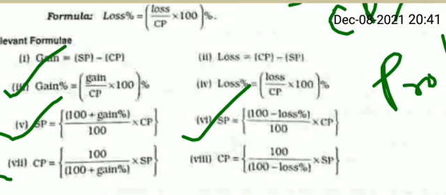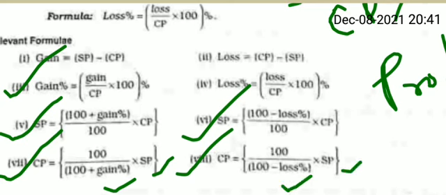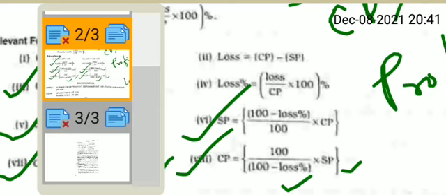And in another case, when students, selling price and gain percent are given and you are asked to find out the cost price, at that time cost price will be 100 by (100 plus gain percent) into SP. And formula 8, when selling price and loss percent are given and you are asked to find out cost price, at that time cost price is equal to 100 by (100 minus loss percent) into SP. So these are the total 8 formulas that you have to memorize. Okay, now friends, come to the exercise.